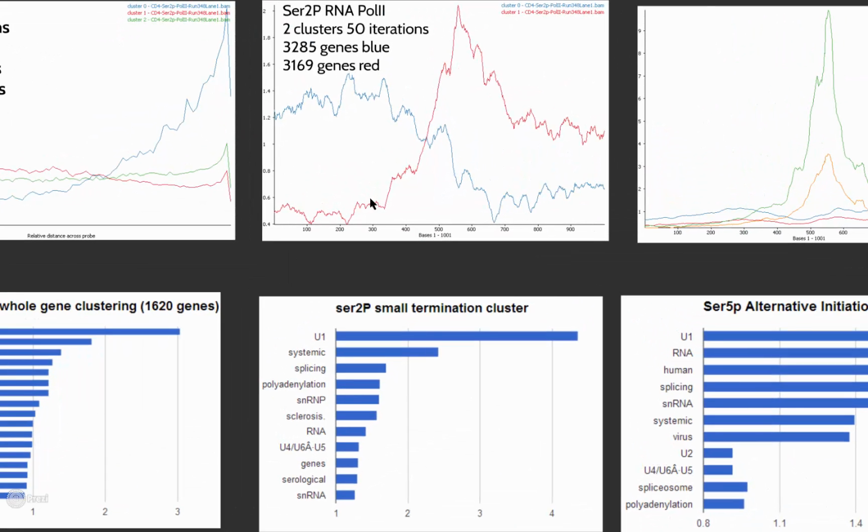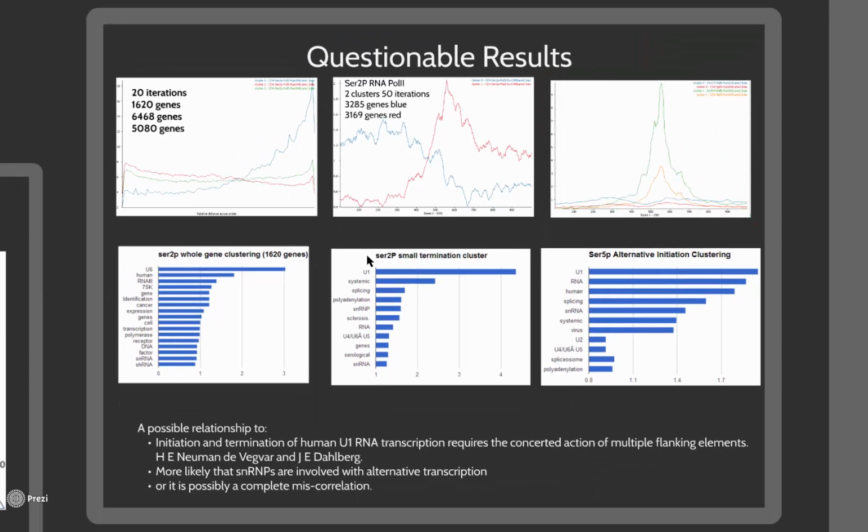If we look at what we thought was alternative transcriptional initiation, alternative transcriptional termination, what we end up seeing is the same terms. We see U1 and we see splicing and polyadenylation, U4, U6. So it could be just that these snRNPs are involved in all kinds of alternative transcriptional regulation, or it could be that we're getting just the same terms for a lot of these genes.